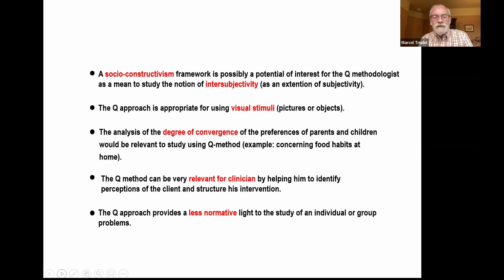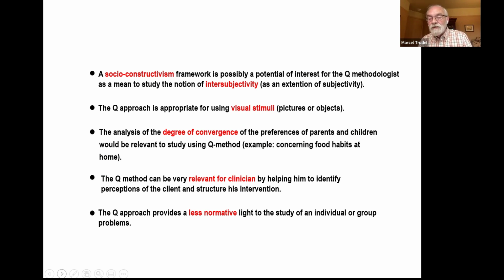I'm confronted with that, with the Q method. Or perhaps the next Congress should find a moment to discuss that. The analysis of the degree of convergence of the preference of parent and child would be relevant to study. That's the dyad, but also parents compared to children. Do they have the same preference?